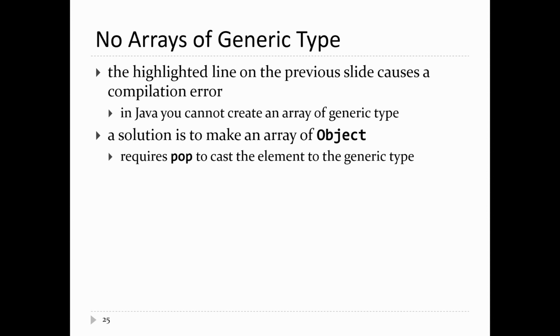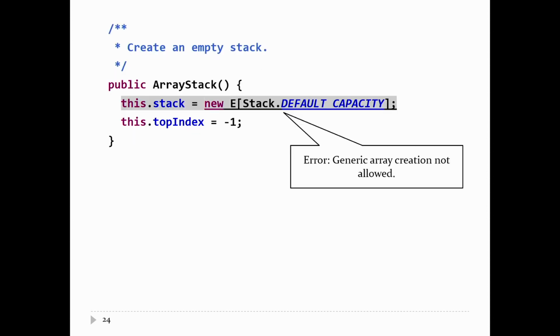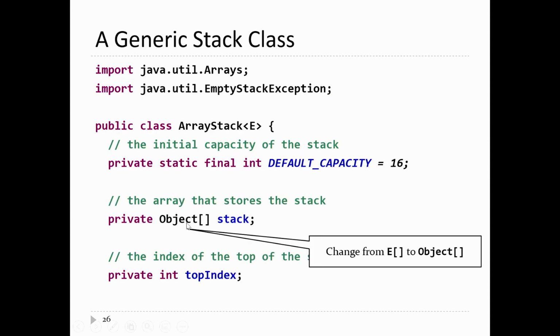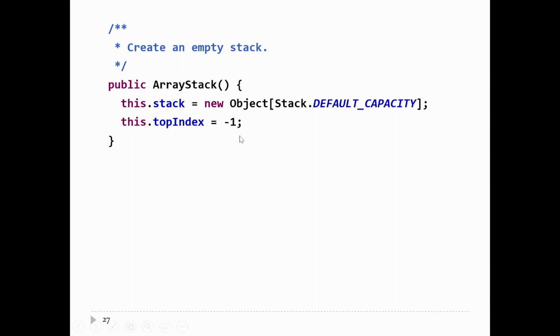So it looks like we're stuck. It looks like I can't make an array-based stack, but that's not true. We know from the previous solution that if I make an array of object, this will work just fine, because I can store whatever I want in an array of object. So the solution is instead to make an array of object. Back here, change that E to a capital O, Object. Java's perfectly happy making an array of object, so I can now make my array of object here.